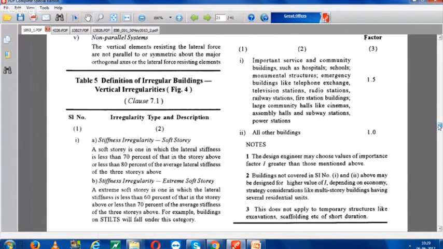Another definition of irregular buildings: vertical irregularities like stiffness irregularities or soft story. What is the soft story? If you are having parking space below your structure, then it will act as a soft story. What is this soft story? I'll tell you by this picture.